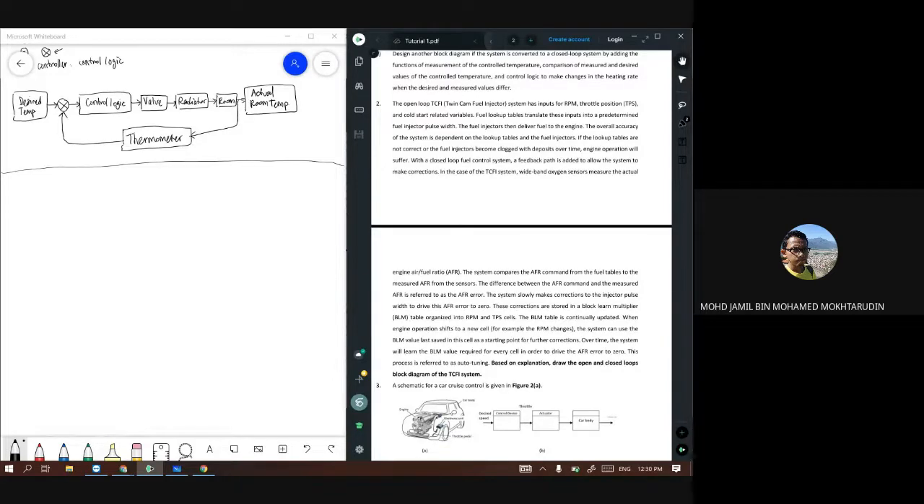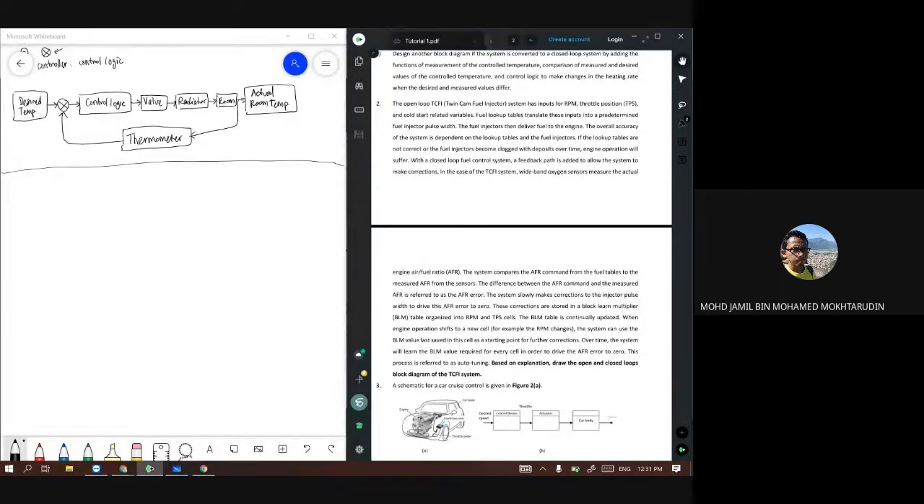The overall accuracy of the system is dependent on the lookup tables and fuel injectors. If the lookup tables are not correct or the fuel injectors become clogged with deposits over time, engine operation will suffer. With a closed loop fuel system, a feedback path is added to allow the system to make corrections. In the case of the TCFI system, wideband oxygen sensors measure the actual engine air fuel ratio. The system compares the AFR command from the fuel tables to the measured AFR from the sensors.